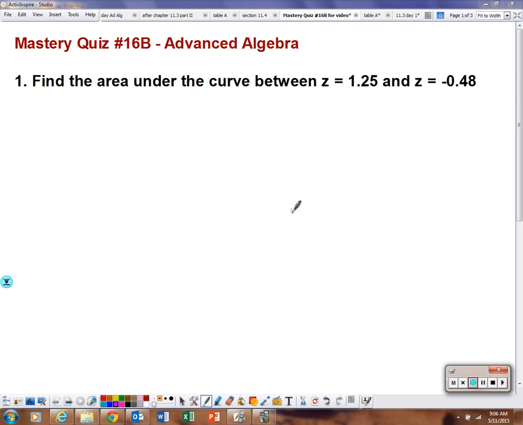Mastery quiz number 16B, Advanced Algebra. Number 1, find the area under the curve between z equals 1.25 and z equals negative 0.48.